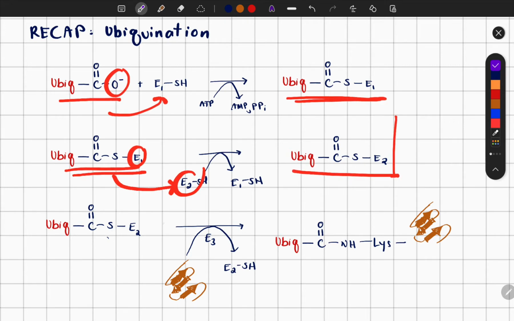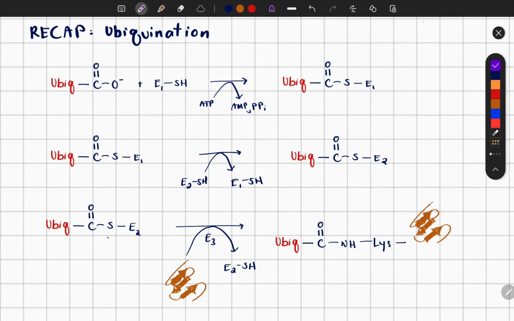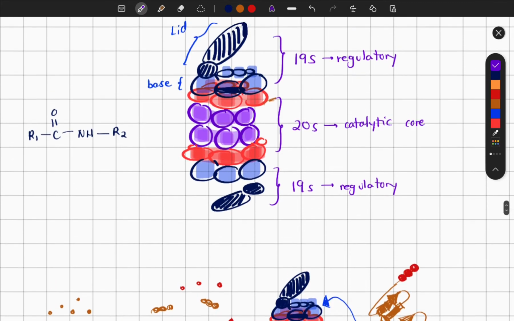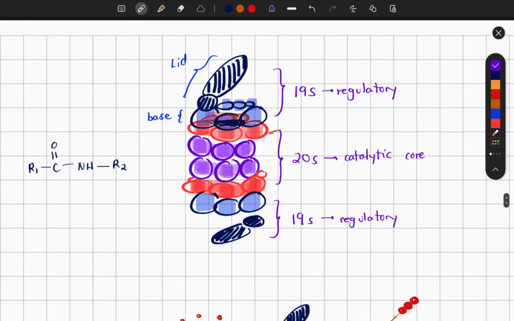From there, this second activated enzyme is going to be bound to the protein, which is this brown looking object in this diagram, by enzyme 3, the third enzyme. So it would form an isopeptide bond with the protein, with the lysine group of the protein. So that is how the protein that we want to degrade is ubiquitinated. So let us go back to our proteasome.